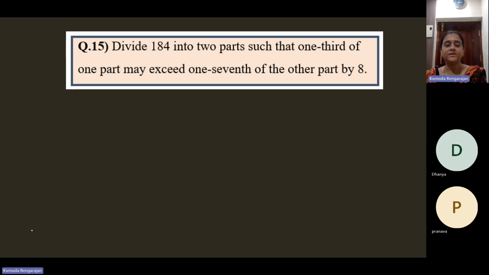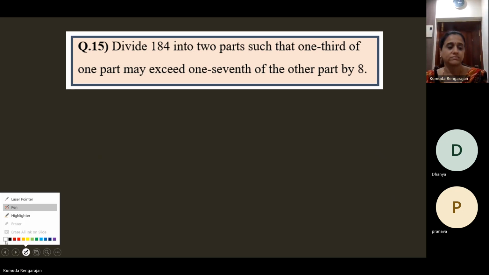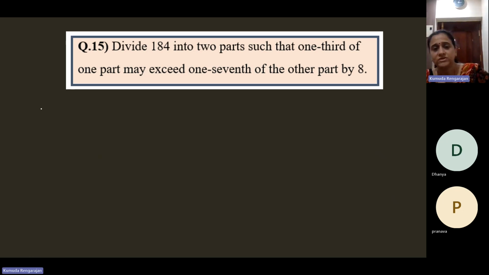Divide 184 into two parts such that 1/3 of one part may exceed 1/7 of the other part by 8. So please watch. I'll not talk much. As I write, just try to understand.